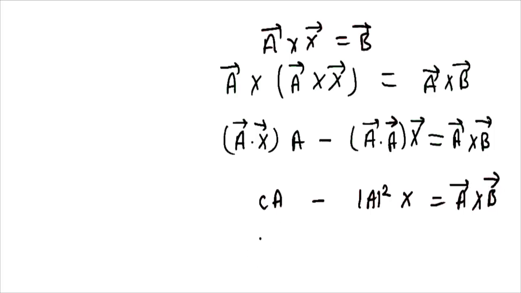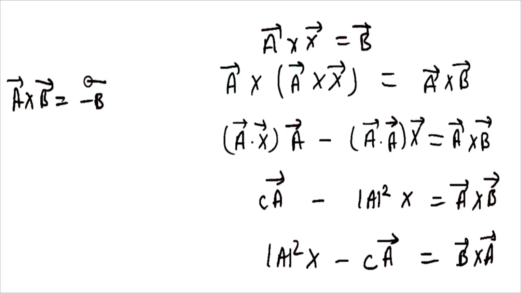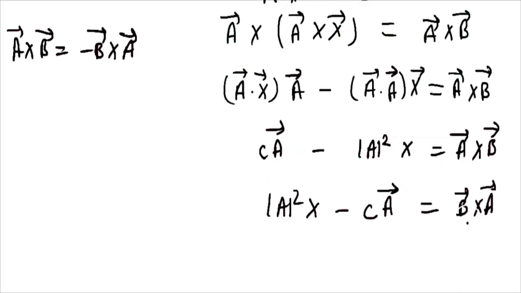So these things we can also write as modulus of A vector square X minus C A vector is equal to A vector cross V vector. If we multiply by this minus sign, it becomes V vector cross A vector, because we know that A vector cross V vector is equal to minus V vector cross A vector, right? So here we are going to multiply by minus 1 on both sides, right? Then finally you will get this, right?